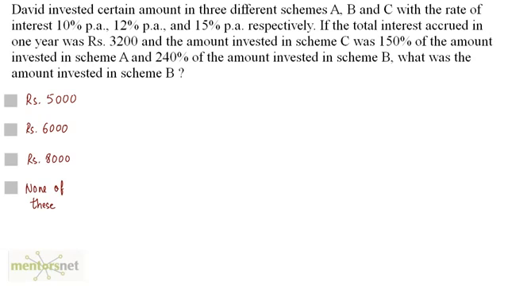David invested a certain amount in three different schemes A, B and C with the rate of interest 10, 12 and 15% per annum respectively. If the total interest accrued in 1 year was rupees 3,200 and the amount invested in scheme C was 150% of the amount invested in scheme A and 240% of the amount invested in scheme B, what was the amount invested in scheme B?